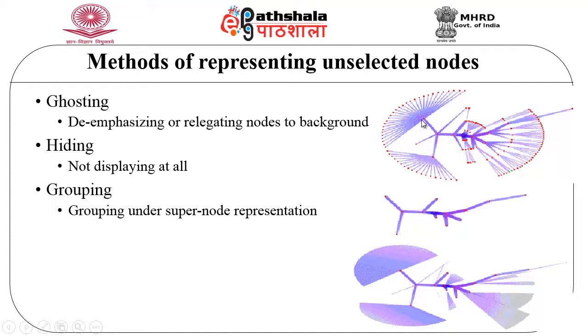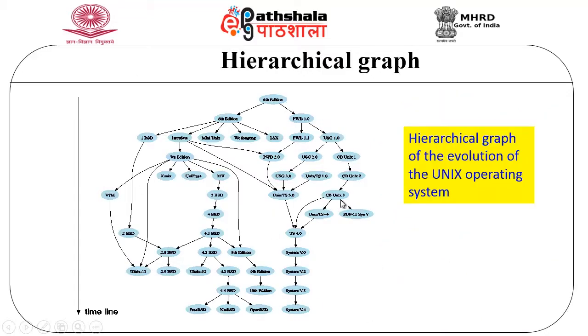Methods of representing unselected nodes are ghosting, that is, de-emphasizing or relegating nodes to the background. This is a ghosting approach. The other one is a hiding approach, not displaying the nodes at all. The second figure shows a hiding approach. The other one is a grouping approach, which tries to group nodes under a super node representation. The third figure follows a grouping approach. This is a hierarchical graph which shows the evolution of the Unix operating system.